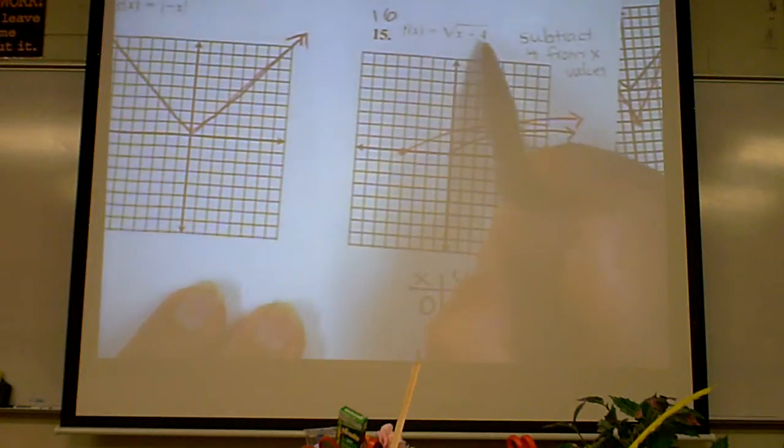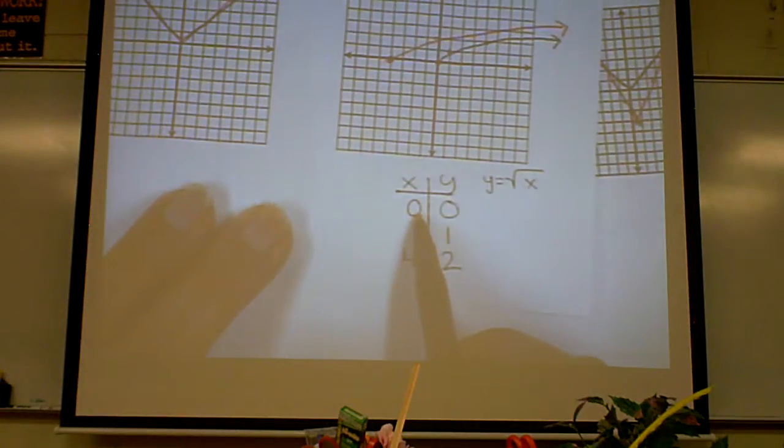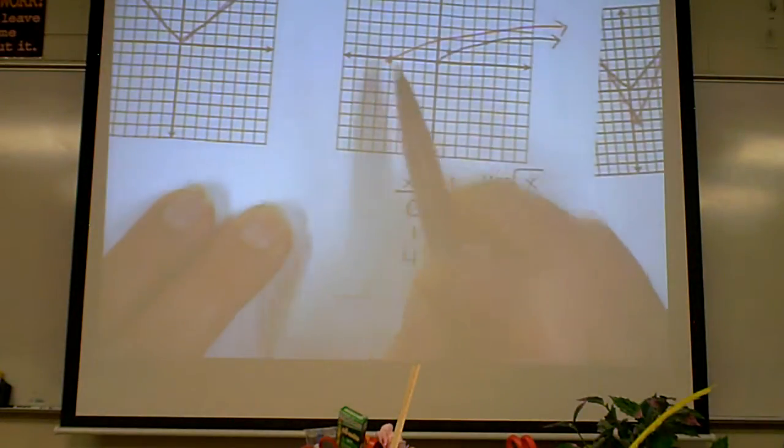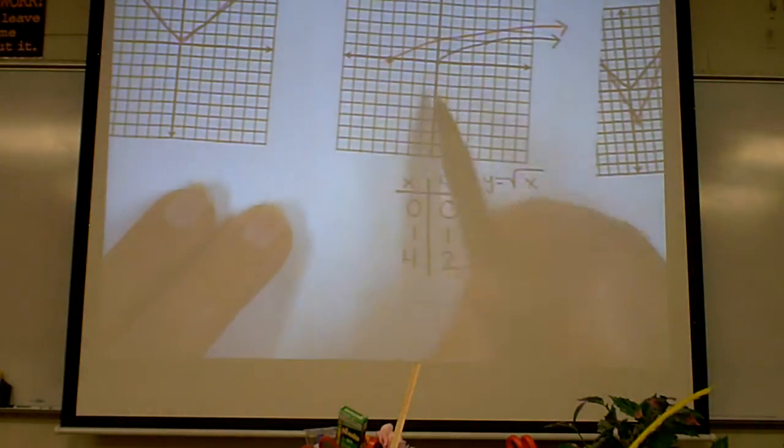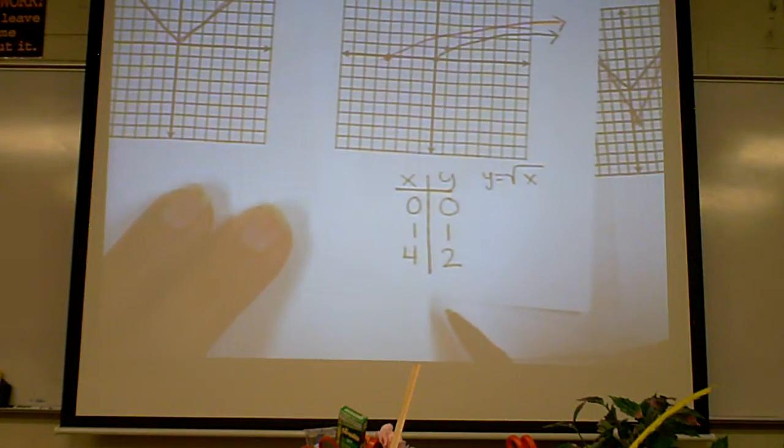And now, what are you going to do with this? This means you're going to take your x values and subtract 4. So take this and subtract 4. What is 0 minus 4? -4. What's 1 minus 4? -3. So you're going to go over 3. You keep the y values the same. Okay?